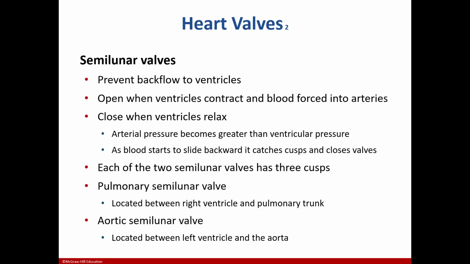The two of these are the pulmonary semilunar valve, which is located between the right ventricle and the pulmonary trunk, and then the aortic semilunar valve, which is located between the left ventricle and the aorta. The pulmonary valve is one of the semilunar valves. It has three half-moon pocket-shaped cusps.